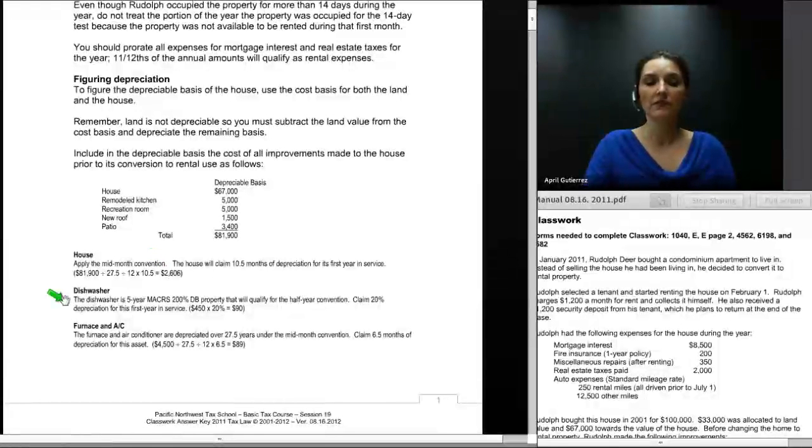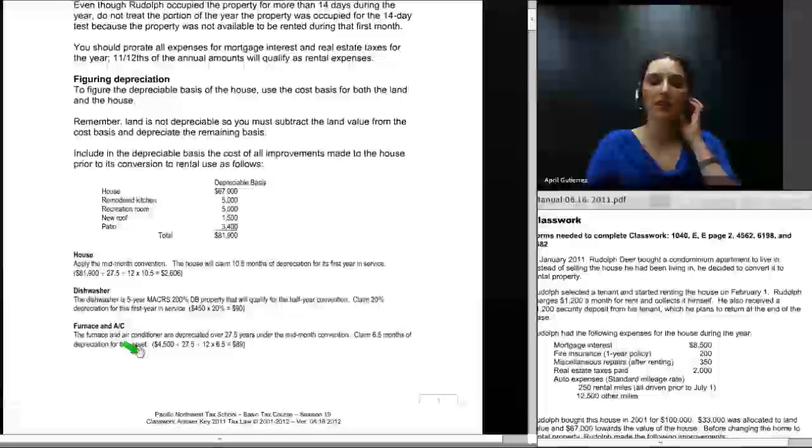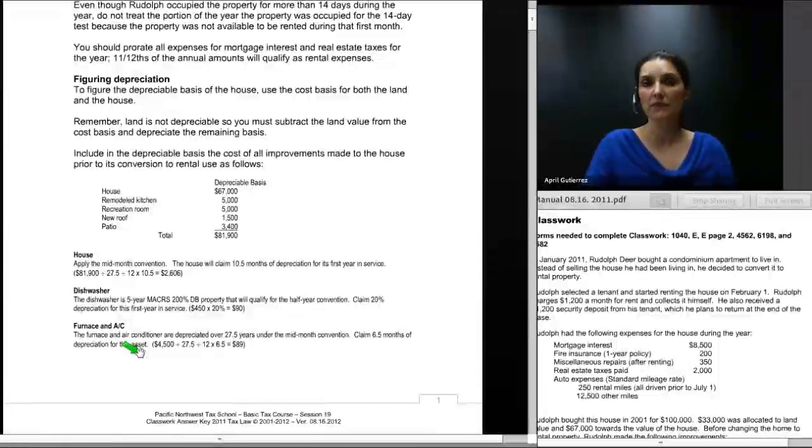The dishwasher is 5-year property that qualifies for the half-year convention. He essentially gets 20% of the cost of that asset in the first year, or $90. And then on the furnace and air conditioner, those are 27.5-year property. Again, we will apply the mid-month convention. It was placed in service in June, so we get half of the month of June and all of the remaining 6 months of the year. That's $4,500 divided by 27.5 years, divided by 12 months in a year, multiplied by 6.5 months of depreciation for the first year. That gives us a depreciation deduction of $89.